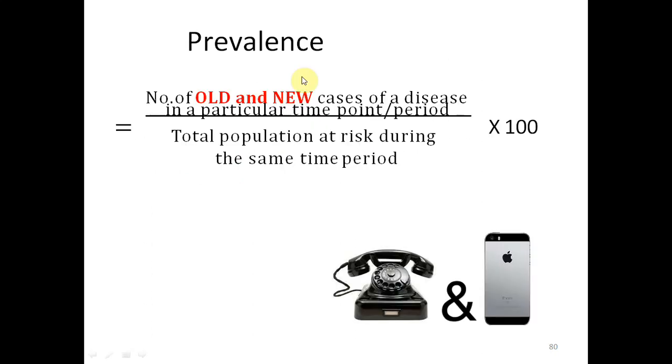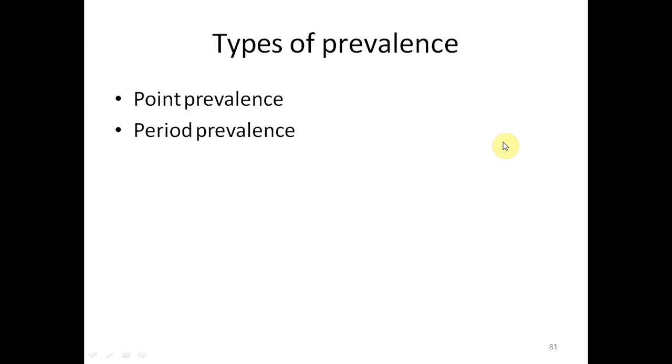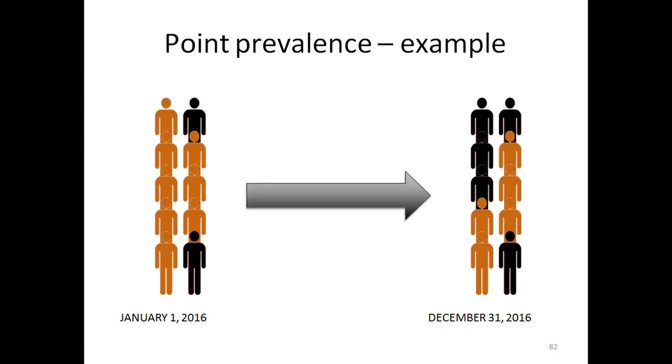Next is prevalence, which is a proportion. It covers old and new cases for a particular period of time. There is no time frame in true prevalence. A time frame is there in period prevalence, but it checks old and new cases. The true prevalence is at only one point of time: total cases over total population at risk, into 100. So there are two types of prevalence: point prevalence and period prevalence. So just take an example.